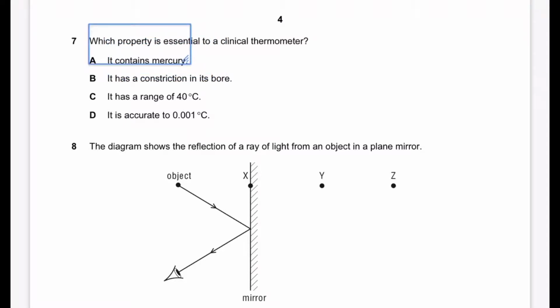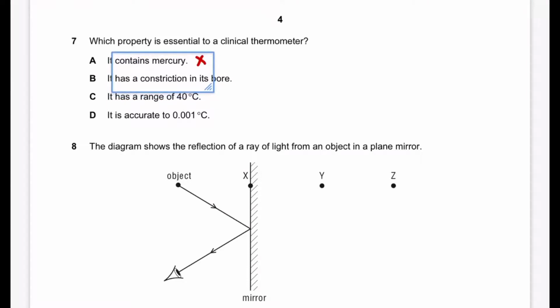The distinction between the two types is just that mercury can have a larger range as compared to alcohol, but it's more toxic if the thermometer were to break. So this is not really a strong property, not the most important property for a clinical thermometer. Not yet. Let's move on to the other options.